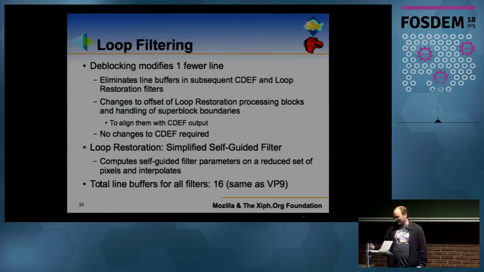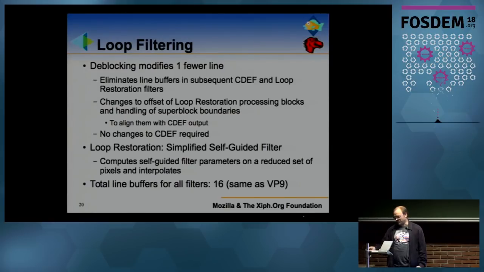Loop restoration itself, we simplified the self-guided filter. So what that means is that essentially the self-guided filter computes a bunch of parameters, and computing those parameters is very expensive, and now we just compute them less often and interpolate the results. So that makes that less complex.